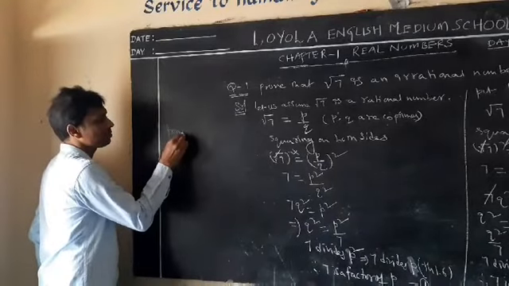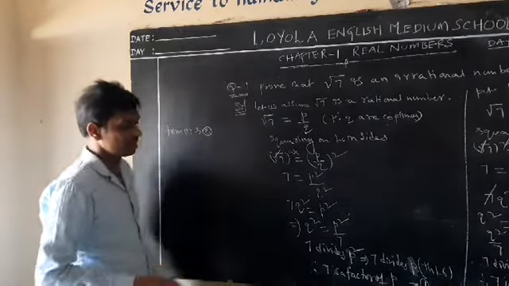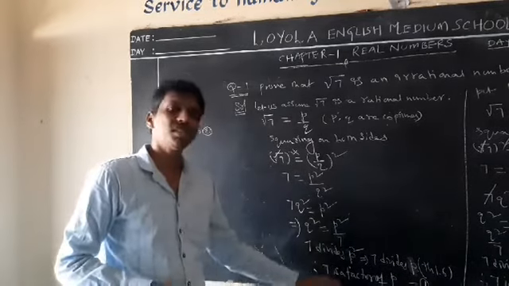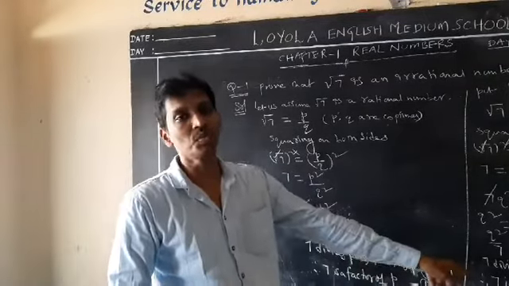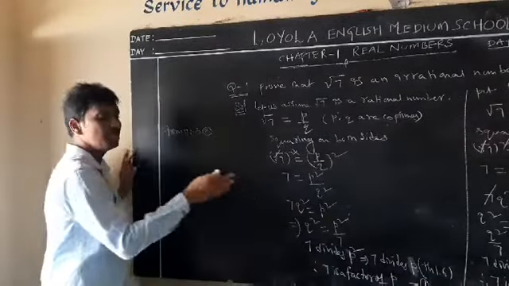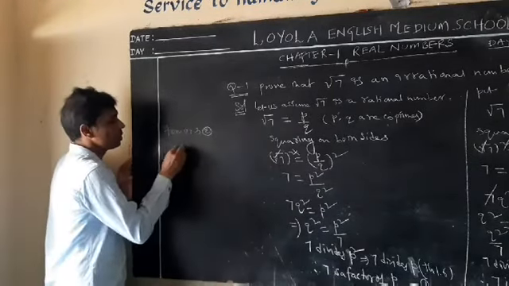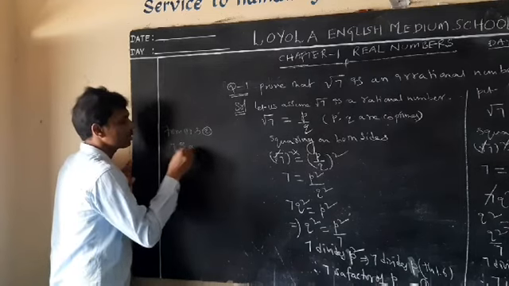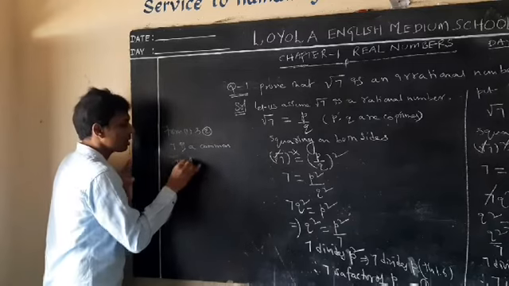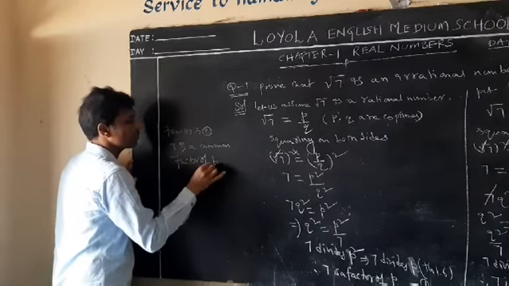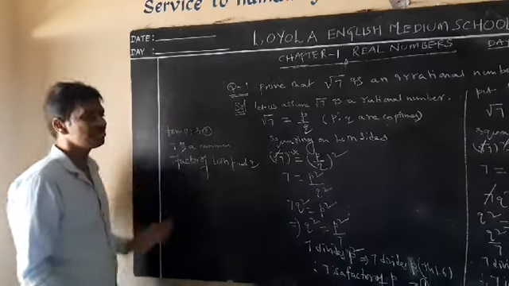From conditions 1 and 2: the first condition says 7 is a factor of p. The second condition says 7 is a factor of q. That means from these two conditions we get a conclusion. From 1 and 2, 7 is a common factor of both p and q.